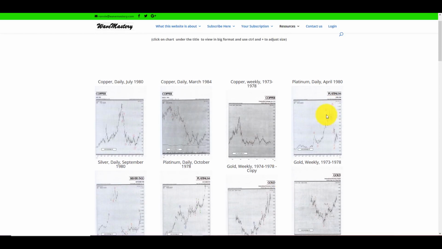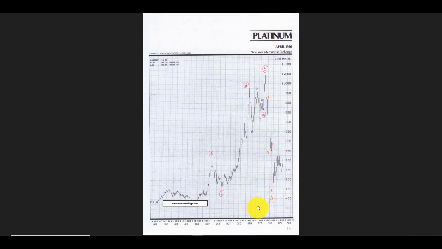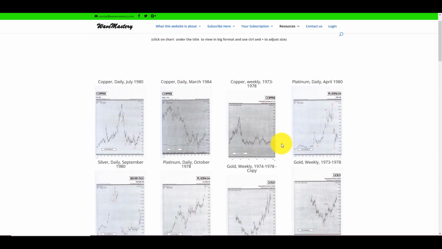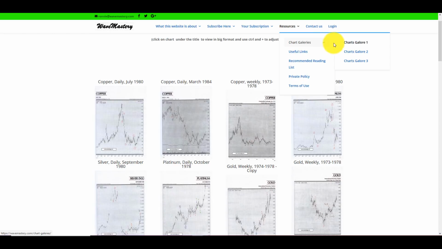Let's see, platinum, for example. Yes, that's 1973 to 1978. If you click right on top where it shows you the hand, the chart opens up big. You can print it if you like. Here's an example of platinum, April 1980. 1, 2, 3, 4, 5, and then the huge correction that followed after that. So there is plenty for you, whichever market you're interested in, the financials, commodities, precious metals, etc. Okay, so that's chart galleries.